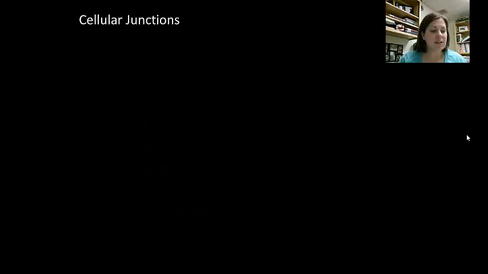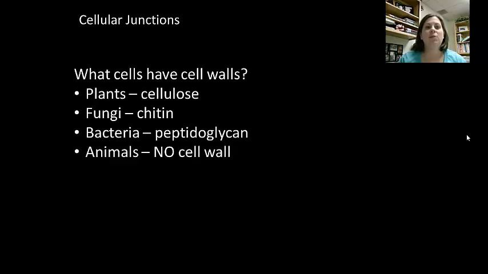Now, your next bullet says you need to know what cells have cell walls and what they're made of. So ignore the cellular junctions title for just a second. So what cells have cell walls? Well, first, plants do, and they have a cell wall made out of cellulose. Second is fungi. Fungi has a cell wall made out of chitin. Bacteria has a cell wall. It's made out of peptidoglycan. Okay, so that's going to be for bacteria. And then, of course, animals have no cell wall.